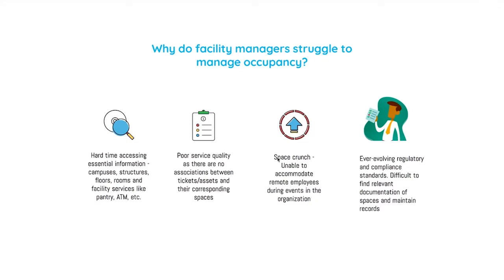And then there is poor service quality as there is no association between tickets or assets and their corresponding spaces. Take a scenario where there is a network outage in a specific building, and suddenly you might face a lot of requests coming in saying that the internet is down, we're not able to access the internet, and so on. Now, unless you are able to quickly figure out that all these assets are from the same space, you might end up using valuable time trying to figure out the root cause of those issues. By associating incidents with spaces, you will be able to perform the root cause analysis quickly enough.